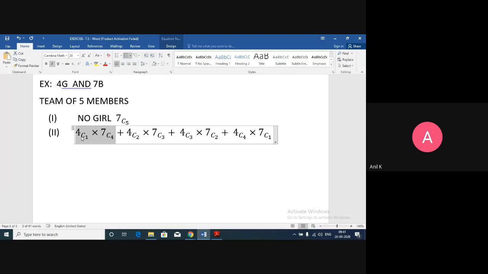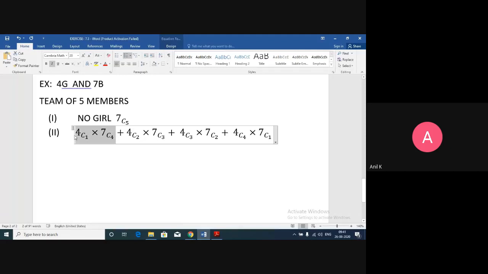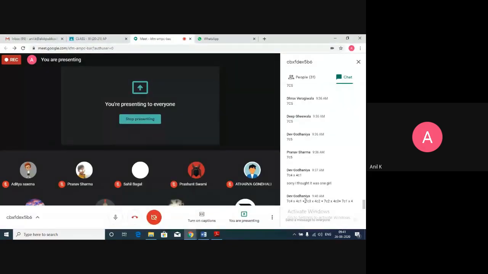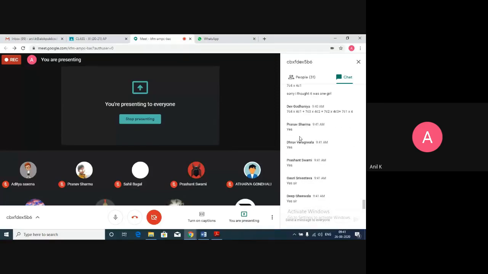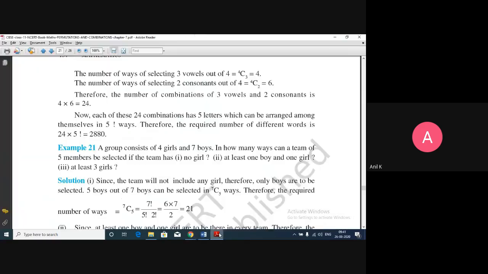If I take five boys and zero girls, which means no girl, but the question asked here is at least one girl and one boy compulsory. So I cannot take zero girls. So that's why I'm not going for 7C5, 4C0. Is this clear for everyone? Yes, 4C1, 4C3. So this is how you have to take where you have multiple options.